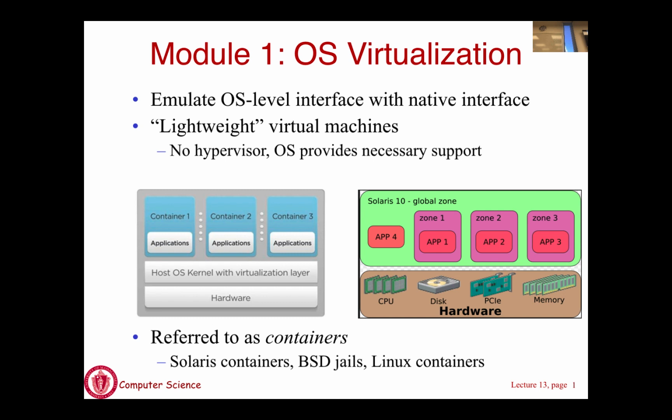So last time we were talking about virtualization, and I introduced two types of virtualization: hardware virtualization using type 1 and type 2 hypervisors. That allowed you to emulate a processor interface using the native processor interface. So that's virtualization at the hardware level. Today we are going to talk about virtualization at an OS level. This is called OS level virtualization.